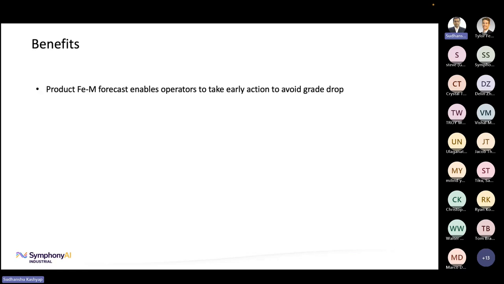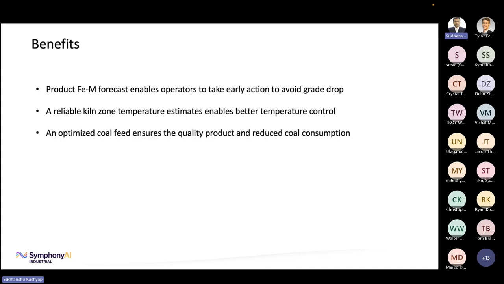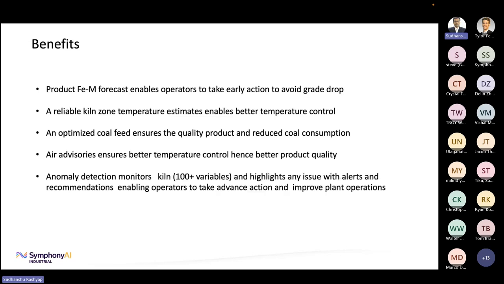So overall, if you look at this whole process, we could see the benefits. Product FEM forecast enables the operator to take early action to avoid grade drop. So you know upfront that something is going to be wrong, and then some corrective actions can be taken. And knowing reliable kiln zone temperature gives better control and better reduction, overall better product. And finally, optimized coal feed ensures quality product and reduces coal consumption.